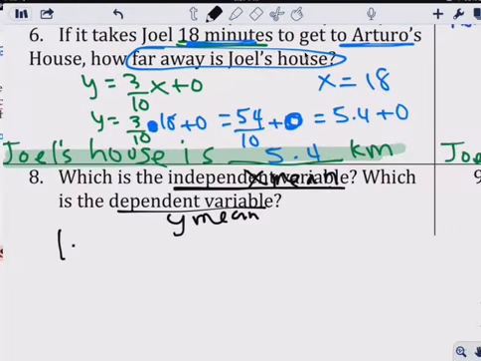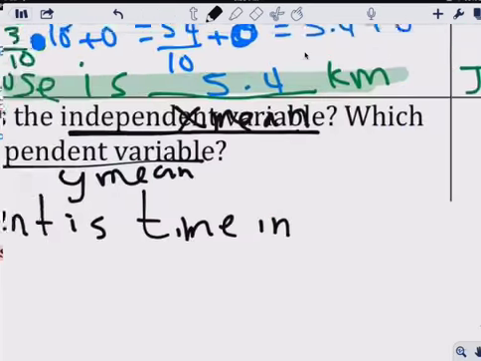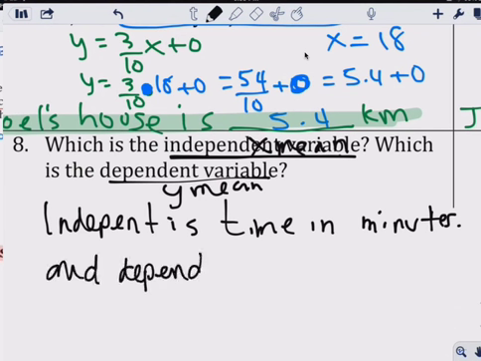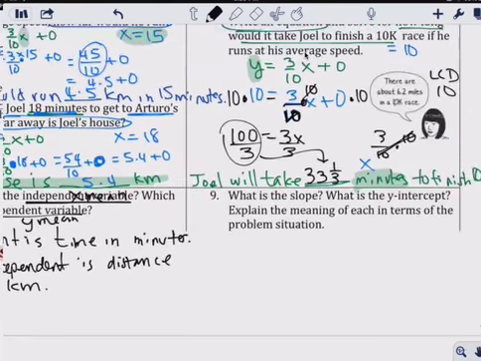The independent is time in minutes. And the dependent, the y, dependent is distance in kilometers. Okay. What is the slope?